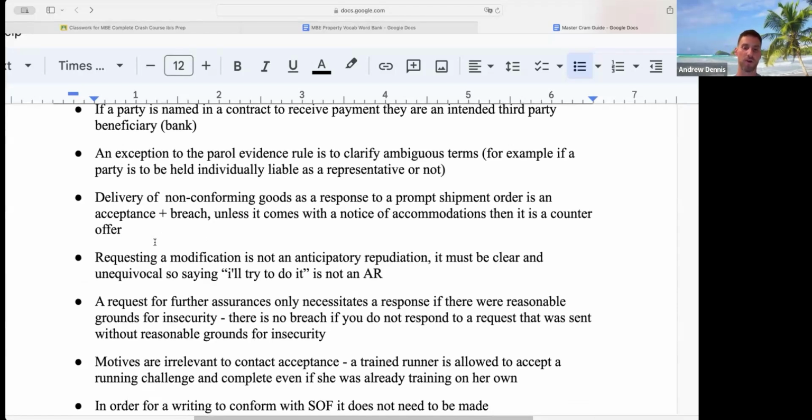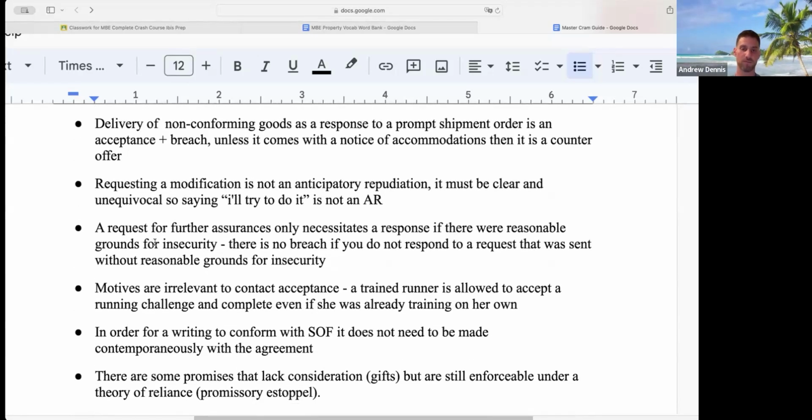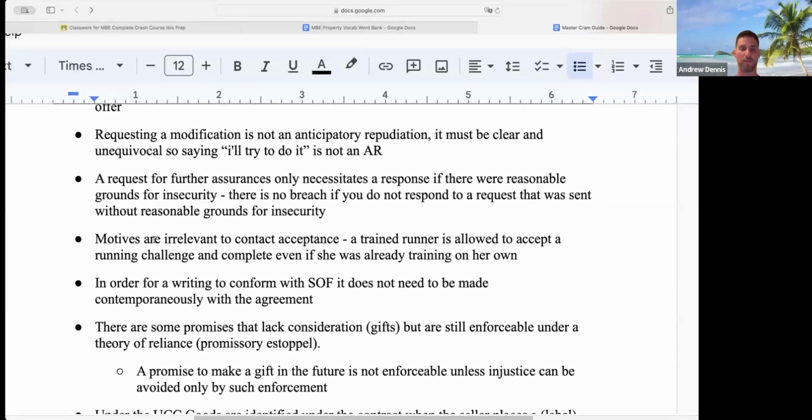Delivery of non-conforming goods as a response to a prompt shipment order is an acceptance plus breach, unless it comes with a notice of accommodation, then it's a counteroffer. Requesting a modification is not an anticipatory repudiation. It must be clear and unequivocal. So saying I'll try to do it is not an anticipatory repudiation. If you hire me to tutor you and I say, hey, I'm not feeling well, I'll try to tutor you, but I'm not sure if I'll be able to do it, that's not clear and unequivocal.